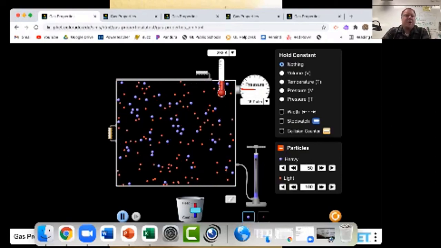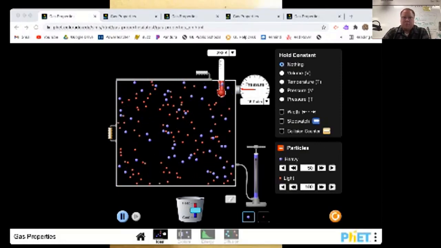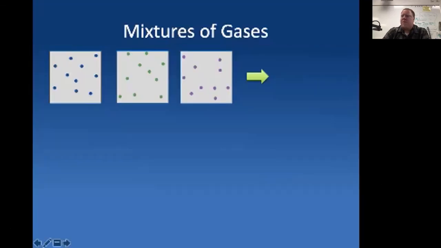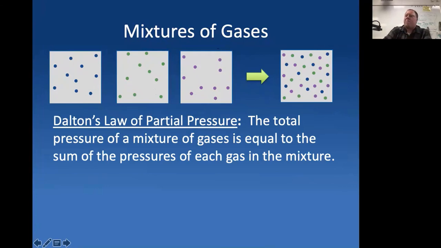This idea here is something called Dalton's law of partial pressures. So if I have a mixture of gases of red, green, and purple, each color in this mixture is going to give its own push. So if this was pushing, let's say 5, and this was pushing 5, and this was pushing 7, then they just all add together and it would be 17. Okay. So Dalton's law of partial pressures: the total pressure of a mixture of gases is equal to the pressures of each gas in the mixture added together, the sum.